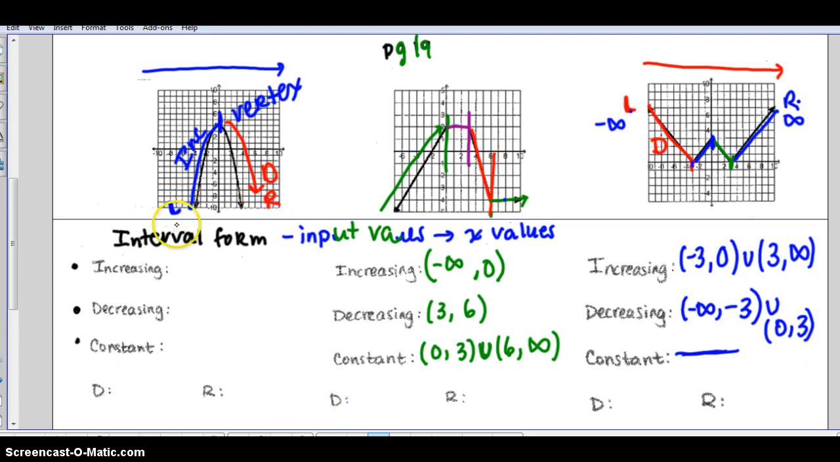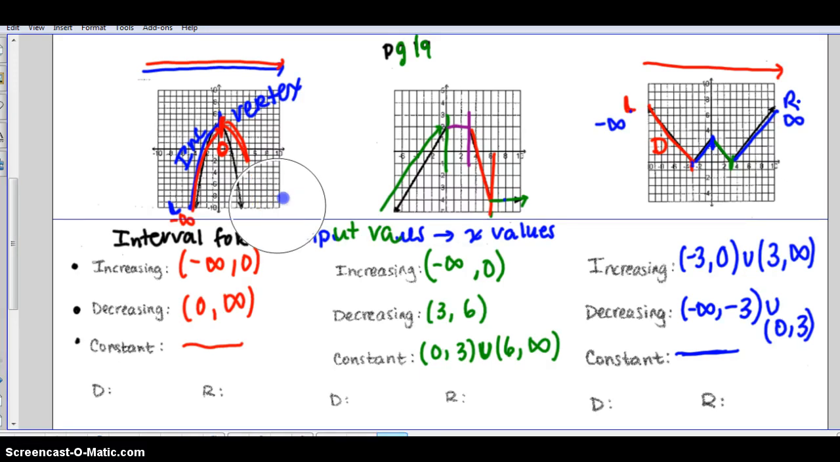So left side forever is -infinity, right side forever is infinity. Even though that arrow is going down, remember we use inputs. Those are x's. So increasing is where this starts because we read it from left to right. So we follow it up, then we follow it down. And the place where it changes is 0. So it's increasing from -infinity to 0, and it's decreasing from 0 to infinity. And there are no constants again on this one.